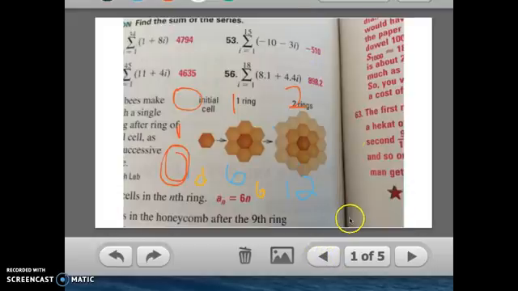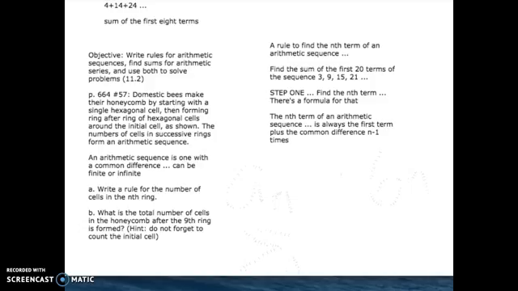Mark Dittmer, American Indian Public High School, and I'm doing this video on section 11.2, which has to do with arithmetic sequences and series. Arithmetic sequences means you need to find a rule for them, and arithmetic series means you need to add them all up.